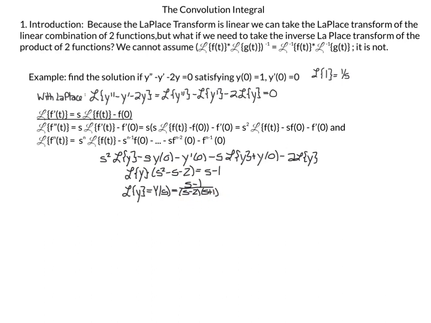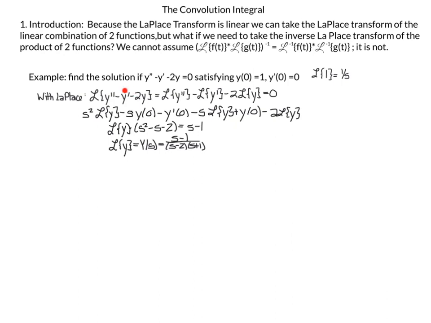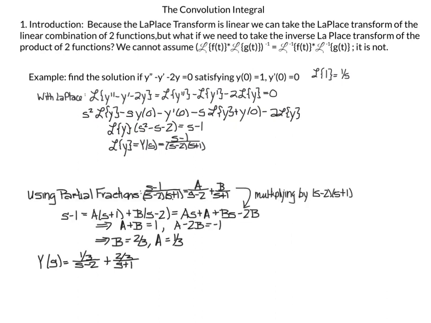And to make some space, I'm just going to delete these rules here and move these 3 lines up. So here's what I have so far. I don't have a formula for the inverse Laplace transform of something of this form, but I can use partial fractions to break up my fraction into A over s minus 2 and B over s plus 1, and then I can use my inverse Laplace transforms for these 2 forms.